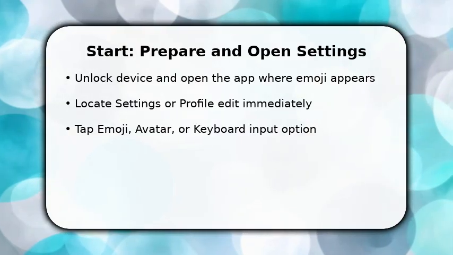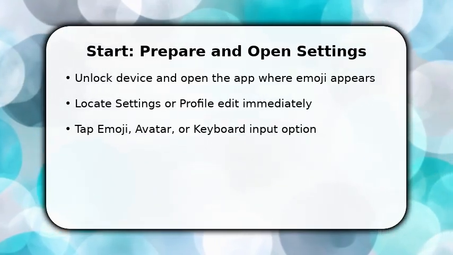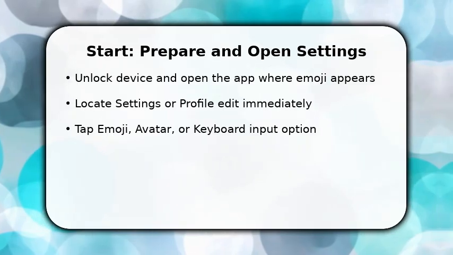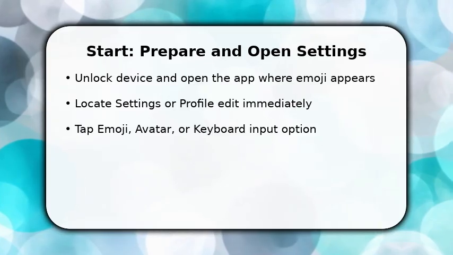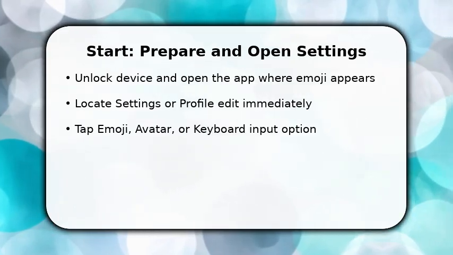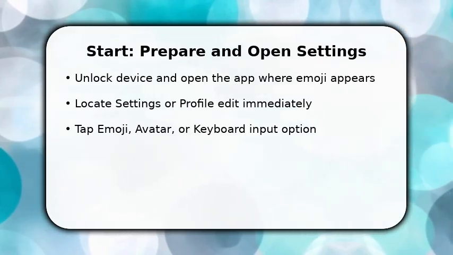You need to act now. Open the app and go straight to Settings or your profile edit. Once there, find the emoji, avatar, or keyboard input option and tap it to enter editing mode. You do this because some apps separate keyboard emoji from avatar emoji. Selecting the right menu saves time.